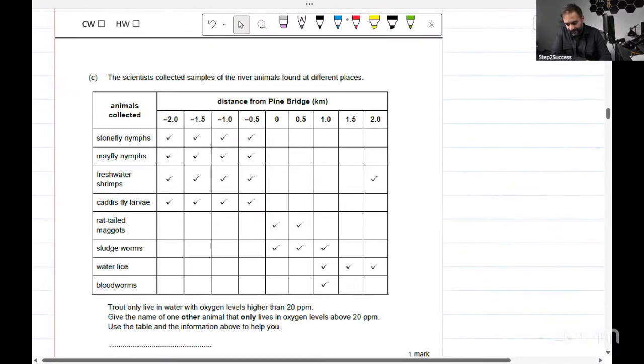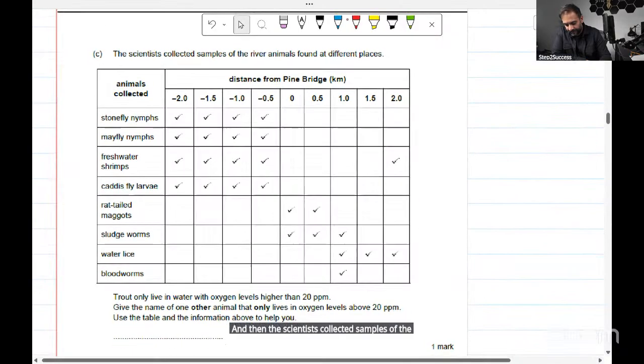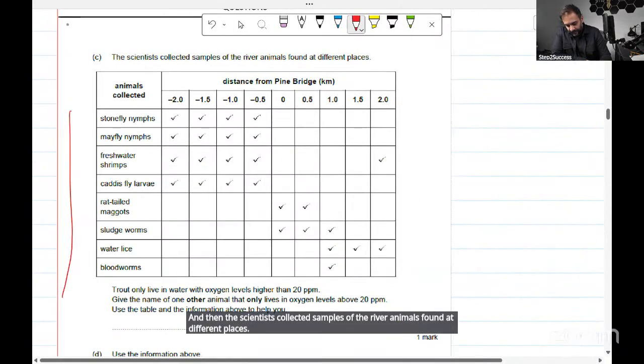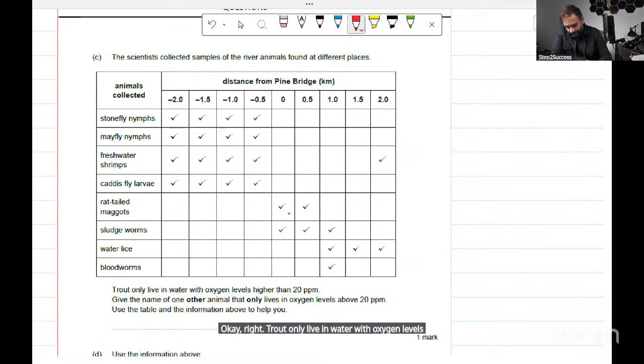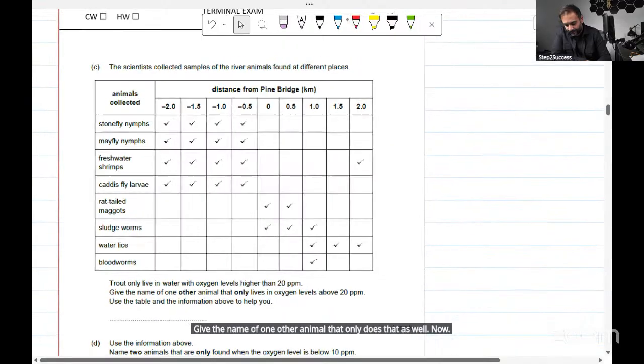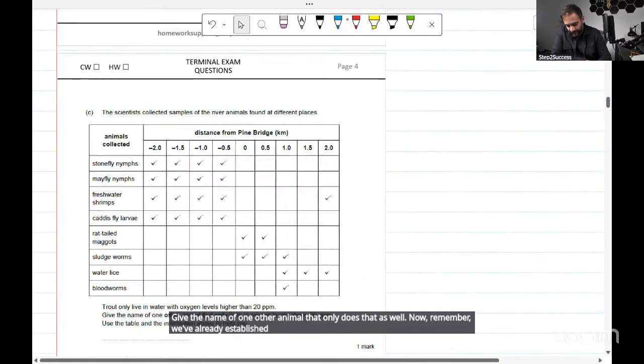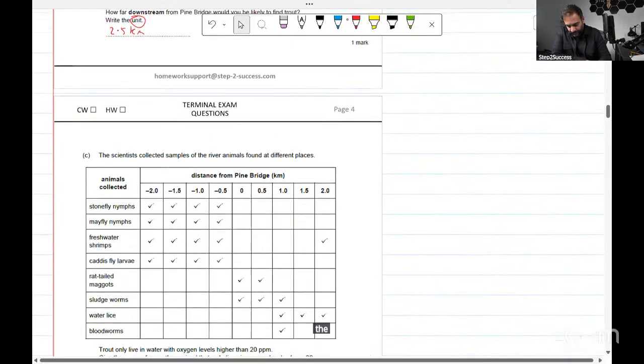And then the scientists collected samples of the river animals found at different places. Okay, right. Trout only live in water with oxygen levels higher than 20. Give the name of one other animal that only does that as well. Now remember, we've already established that the, oh God, where is it?